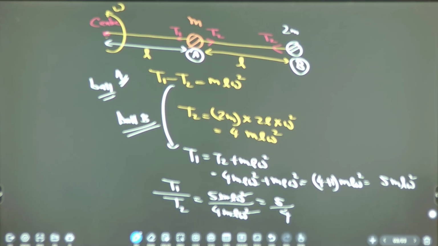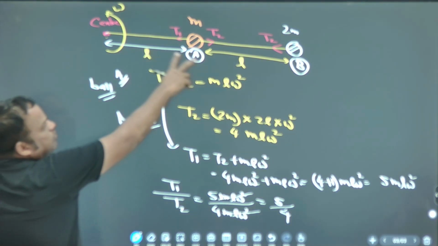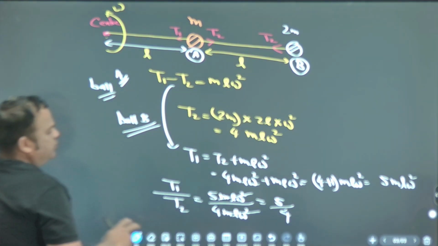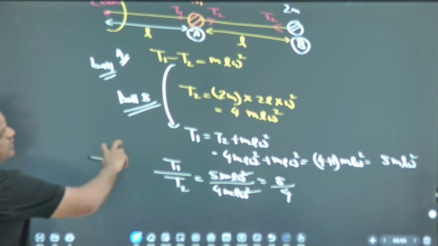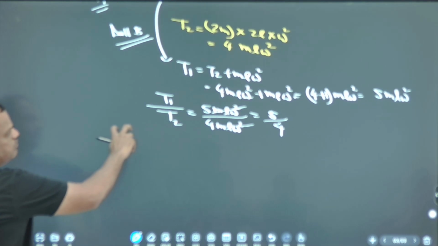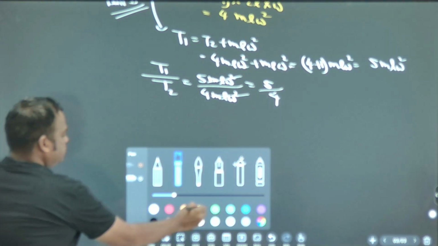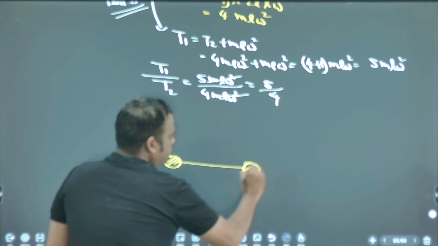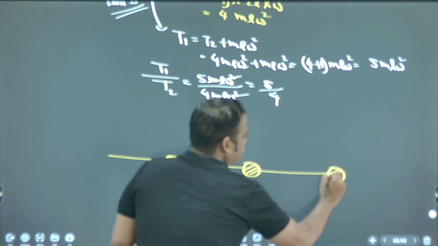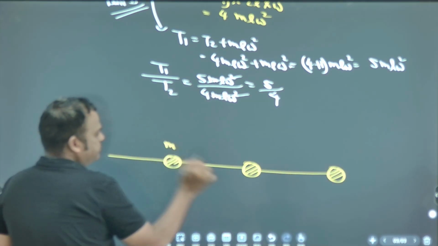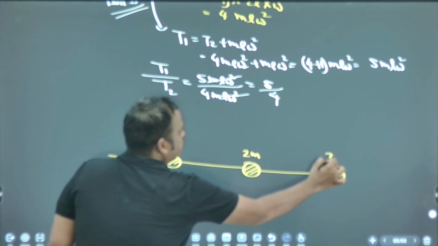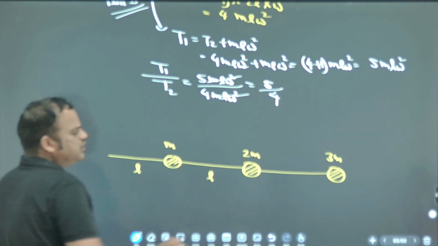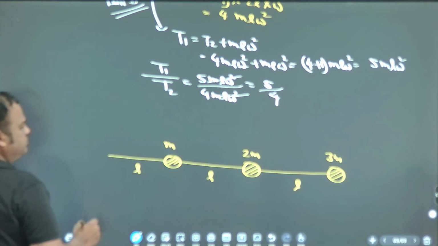Okay, clear? Fine. Any doubt? So how many balls? 2 balls. How many strings? 2 strings. Okay, clear? Now I will give 3 strings. Use the same method. 1 string, 1 ball. Second string, second ball. Third string, third ball. Masses M, 2M, 3M. Now length of first string L, length of second string L, length of third string L.